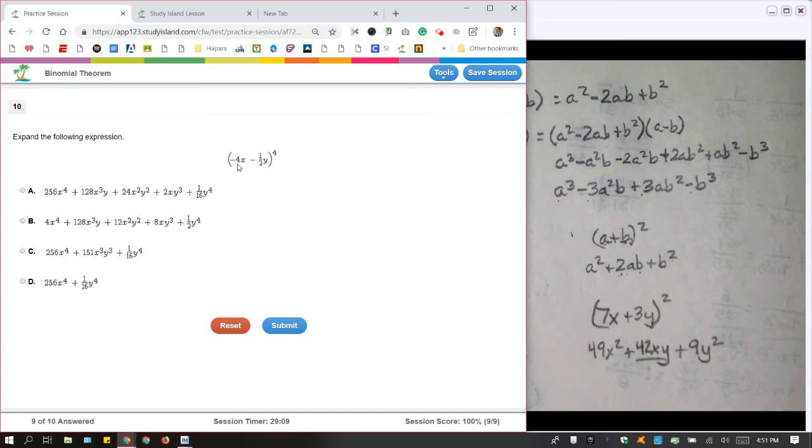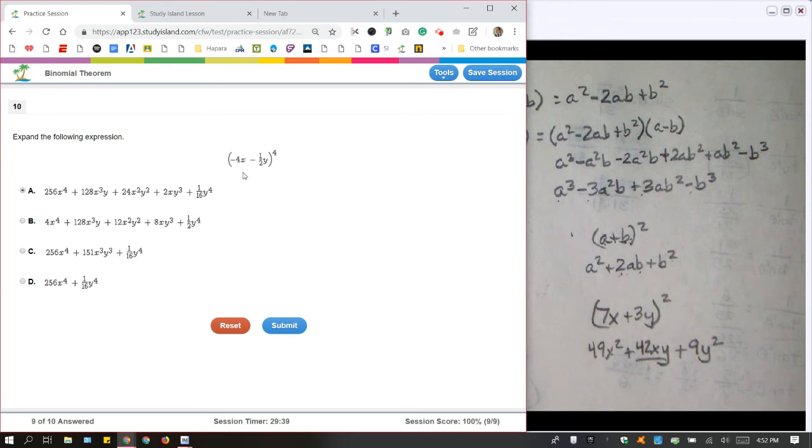Which one of these in the beginning is negative 4x to the fourth power? So negative 4 to the fourth power is going to be which one of these? Well, it sure as heck is not going to be 4x to the fourth. Negative 4 to the fourth power is 256. When you multiply something by an even exponent, it's going to be a positive. So if you have a negative 4 to the fourth power, it's going to be a negative times a negative times a negative times a negative, which is going to end up being a positive.